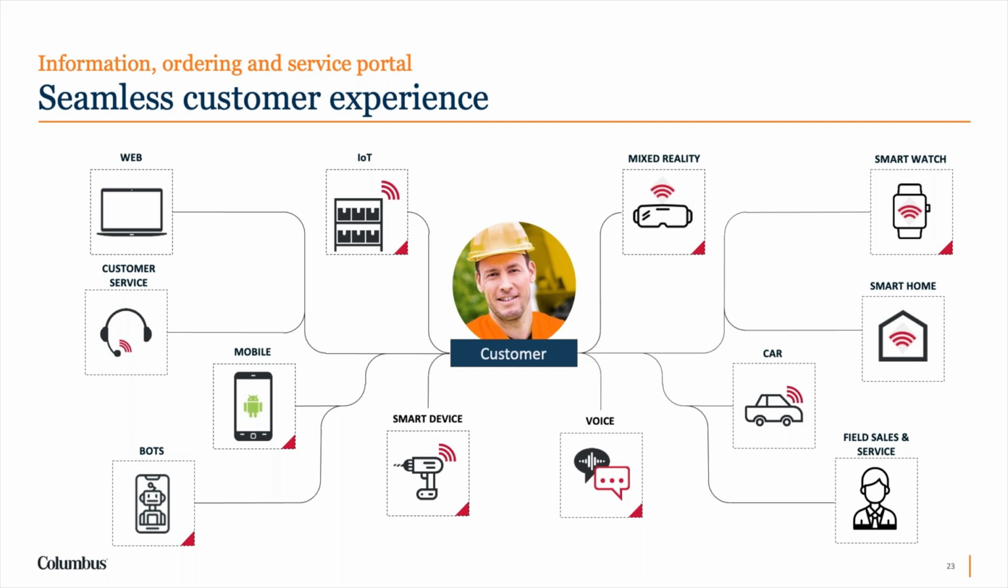So he sees a problem on the IoT and is transferred to the panel of the machine. He can see that issue when he puts on the mixed reality. He can then call the customer service, which needs to be aware of what the customer is looking at, and that translates to, oh yeah, buy this part on the web. And this should be completely transparent to the customer.